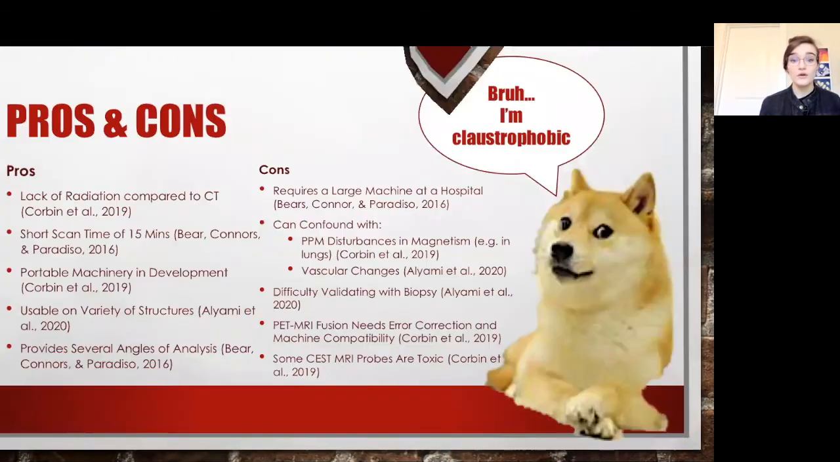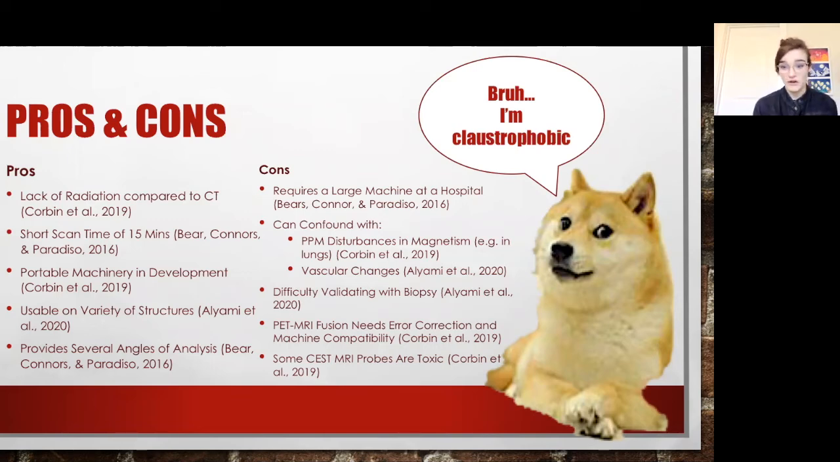So, what are the pros and what are the cons? Again, we have a big list of them. For the pros, we have a lack of radiation compared to computerized tomography. We have a short scan time of 15 minutes. We have portable machinery in development. We have it usable on a variety of structures. According to Alyami and colleagues, MRI was also used on the prostate and rectum to check for tumors. And then it provides several angles of analysis. So we can measure the brain in slices in many different angles and get a whole load of information.